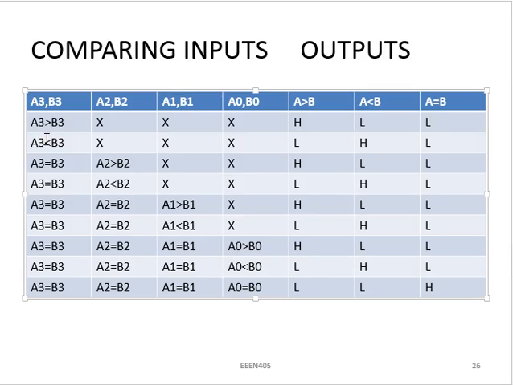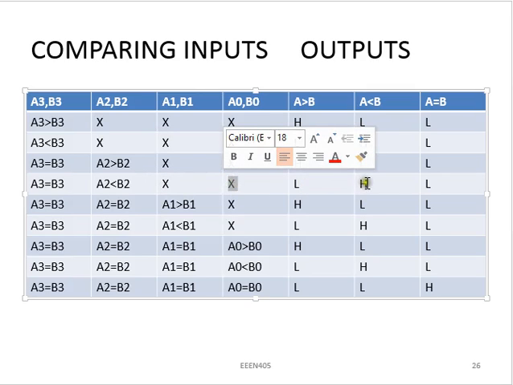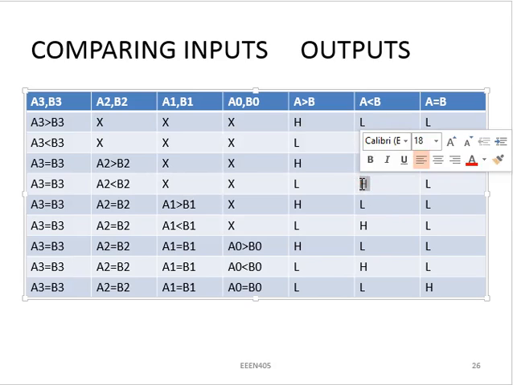But if I establish that A3 is less than B3, still I don't need to look at the others. I just say that A is less than B, that is why I have high here and the others low. But in a situation where I find that A3 is exactly equal to B3, I have to go to the next level, that is compare A2 and B2. If I find that A2 is greater than B2, I don't need the rest, I can say A is greater than B. But if I find that A2 is less than B2, still I don't need to compare A1 and B1, A0 and B0. I just say my A is less than B. This is high, the others are low.